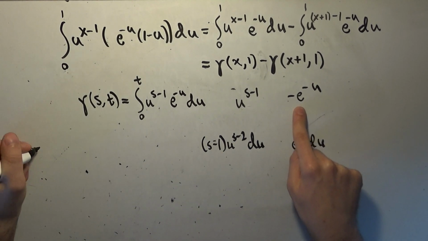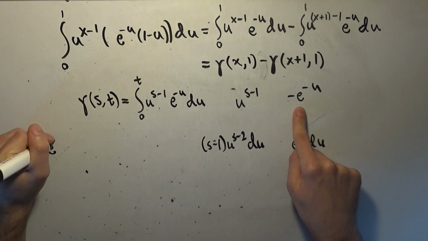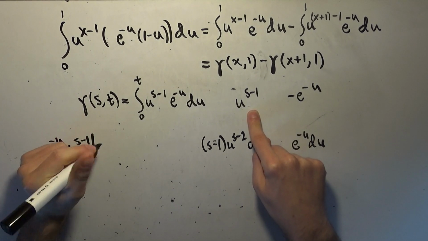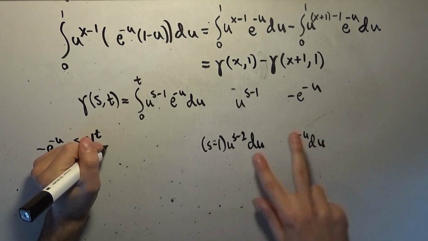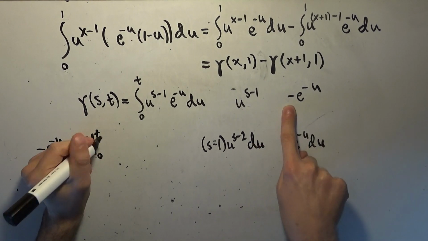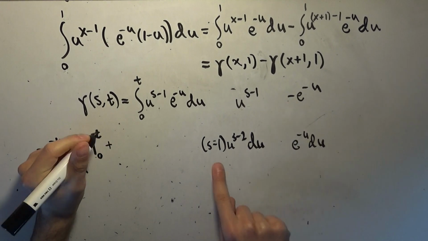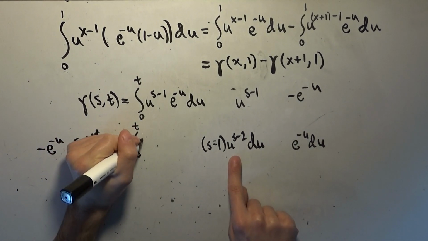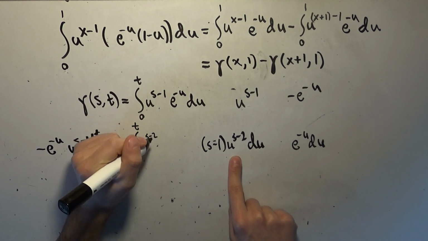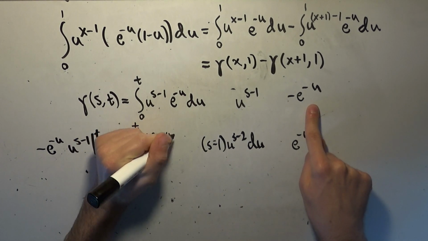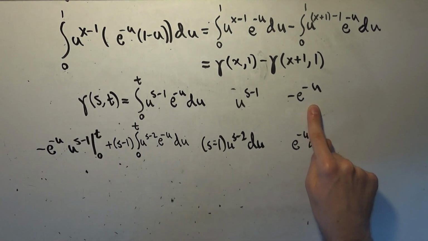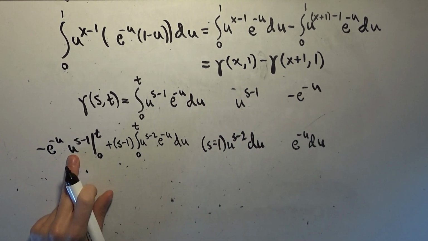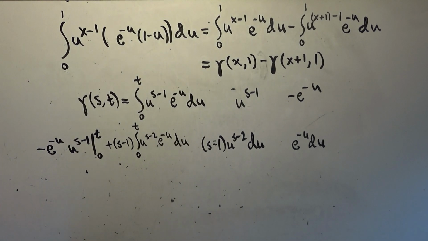So we get negative e to the negative u times u to the s minus 1 from 0 to t, minus this integral, but that minus is going to cancel with that minus there, so we get plus s minus 1 times the integral from 0 to t of u to the s minus 2 times e to the negative u du, right? And now we can plug in values into here. If we plug in 0 for the lower bound, 0 to the s minus 1 is going to cancel it, so it doesn't matter.